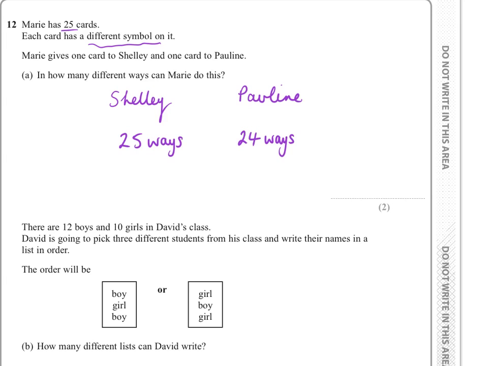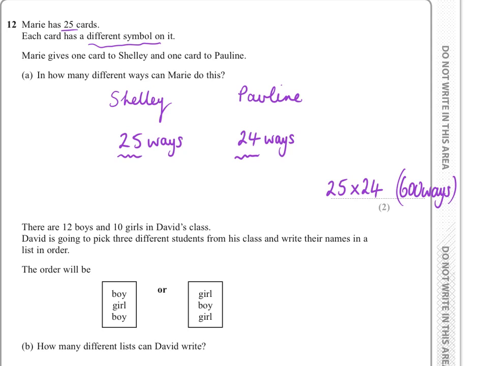So it's the same kind of principle as probability trees. So if there's 25 ways of doing the first card, having that issued to Shelley, and there's 24 ways to Pauline, the answer is just 25 multiplied by 24, and on the calculator that should give you 600 ways. Of course, if you were to do it like a tree diagram, then you would have 600 different branches at the end to choose from, which would be very time consuming, as you would agree.